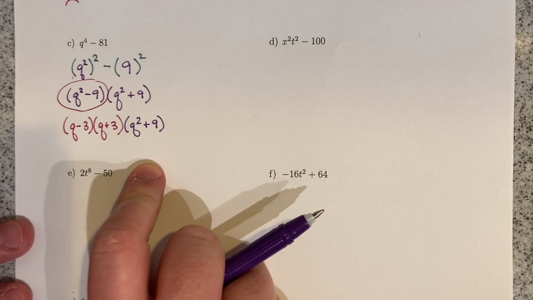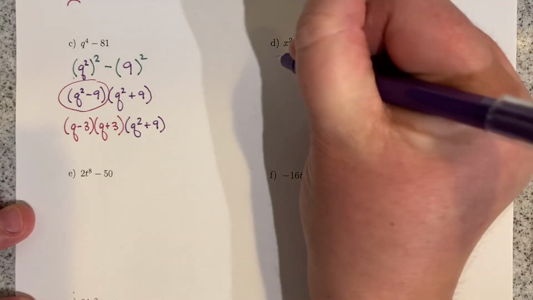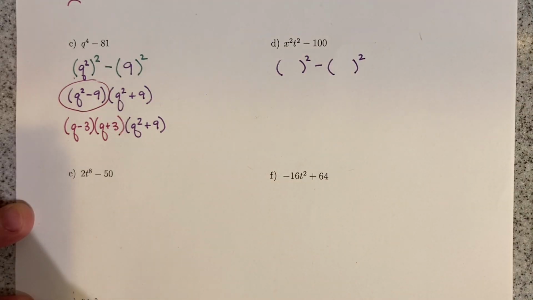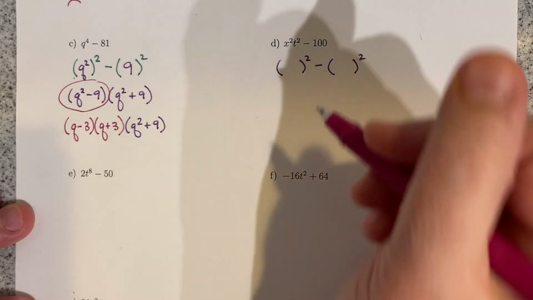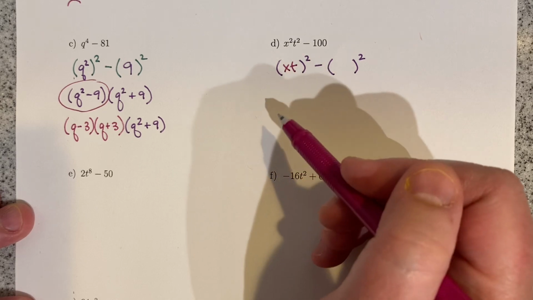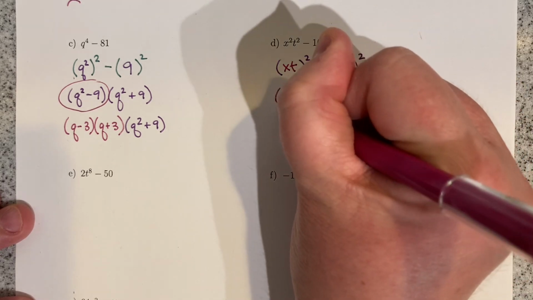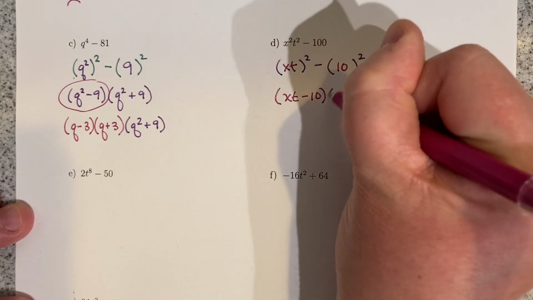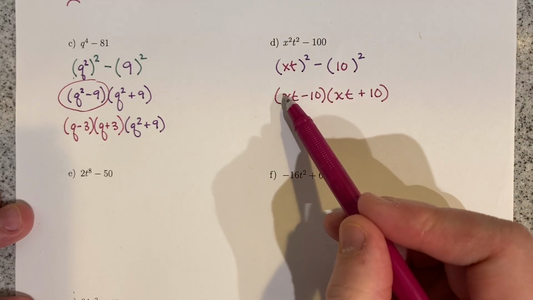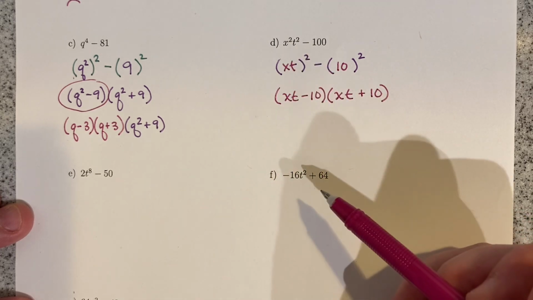Okay, that one's definitely more challenging. Hopefully that made sense. Let's try this next one. It's got 2 variables, but we can still handle it. We just need to think about what squared minus what else squared. If we're doing difference of 2 squares, that's all we've got to worry about. So if I do x times t and square that whole thing, I would get x squared and t squared, so that works. And then 10 squared makes 100. So this should just be xt minus 10 times xt plus 10. Just like all the others, right? If in doubt, multiply it out. So you can FOIL and check that it works.